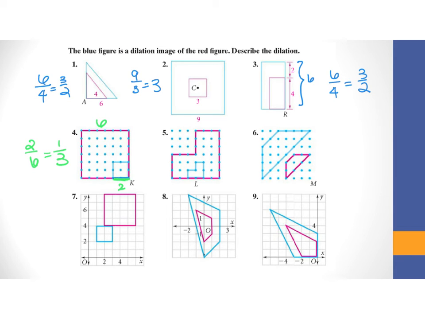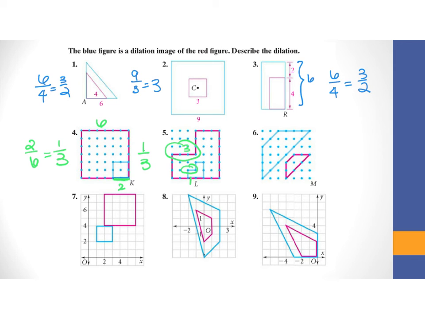Likewise, for number 5, my blue image is smaller, and I'm just going to pick one side length, it doesn't really matter. If I look at this length right here, I can see that that's really a 1. And if I look at the same corresponding length, I can see that that's 1, 2, 3. So that's 3. And because the blue is smaller, I'm going to put my 1 on top, and I really end up with a dilation of 1/3.